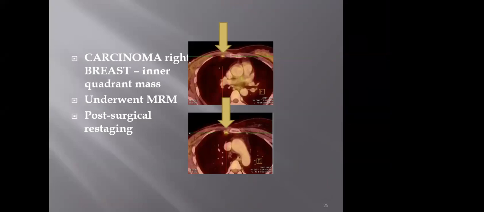This is another case of carcinoma right breast. The patient had an inner quadrant mass. The patient underwent an MRM and then came for post-surgery restaging. And we picked up a small right internal mammary node. Now, the dilemma here is that the patient came after surgery.